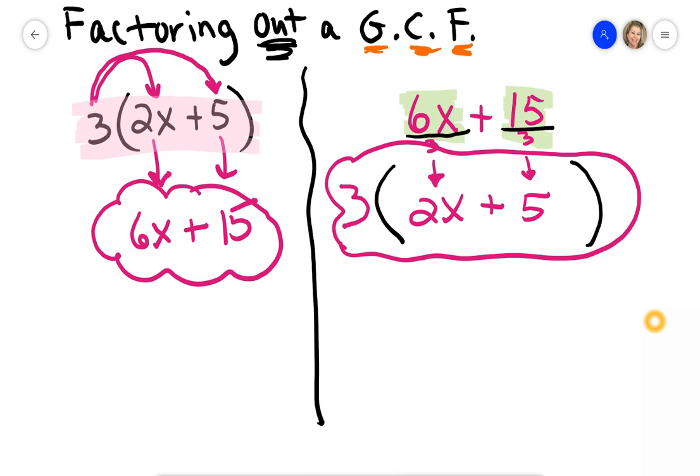So when you are asked to distribute, you start with something that has parentheses in it, and then you finish without the parentheses. Whereas when you're factoring, you start with something without parentheses, and then you finish by putting the parentheses back in. You're just putting your brain in reverse.